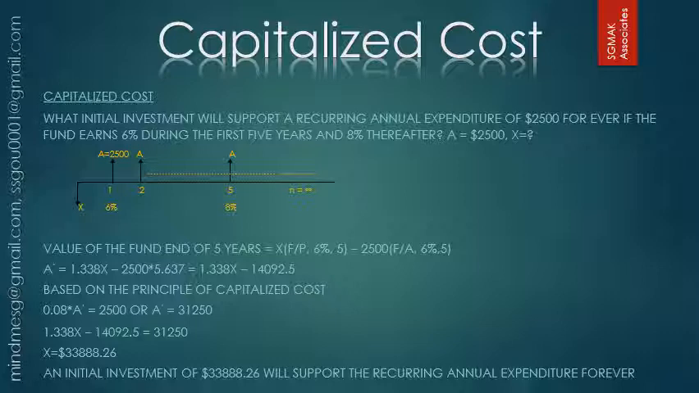So you can support a withdrawal of $2,500 forever with an investment of $33,888.26, where the investment earned 6% in the first 5 years and 8% thereafter. And this is an example of capitalized cost.